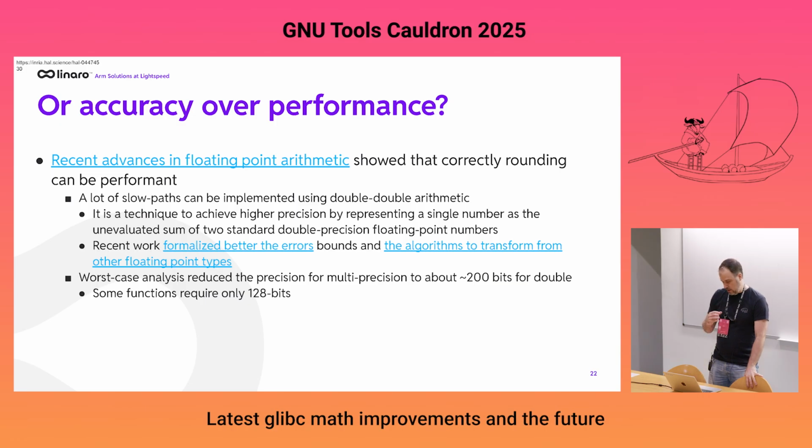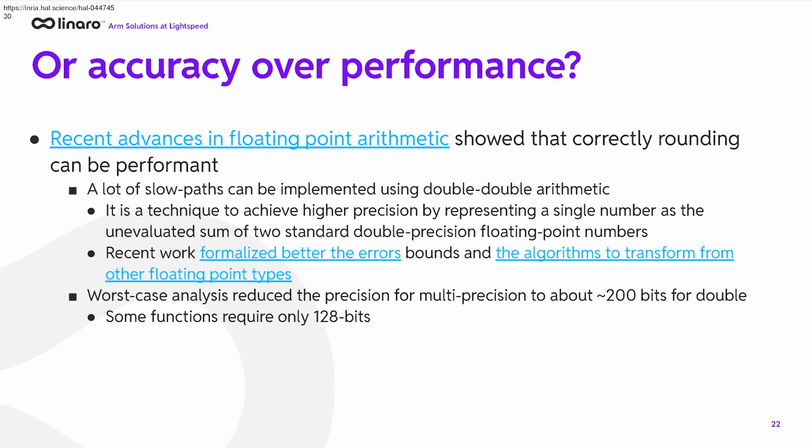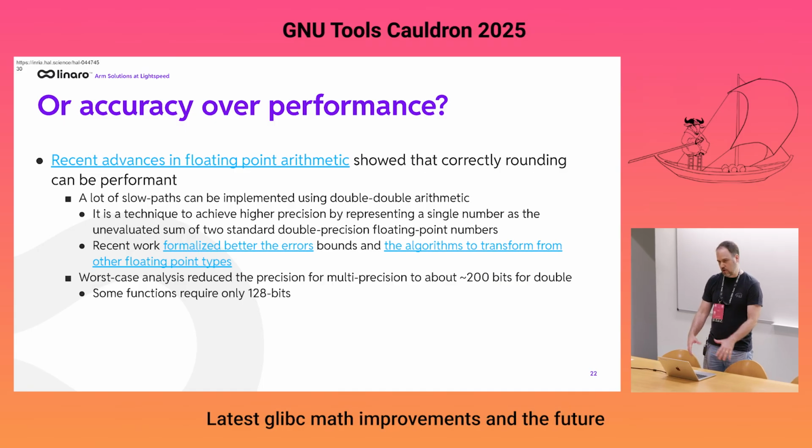Paul Zimmermann has some work to better formalize the errors, and the required bounds and multi-precision libraries for the algorithm to transform with overflowing types. So it's constant work on how to tune these implementations, and this comes up with the CORE-MATH library that I'm trying to integrate.